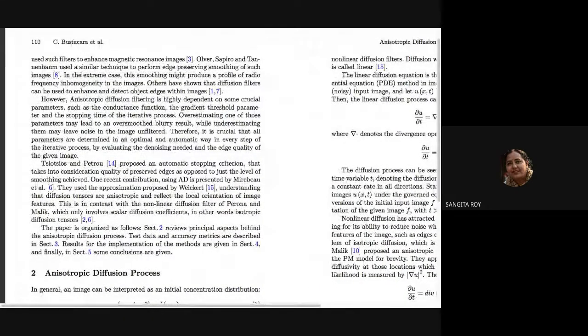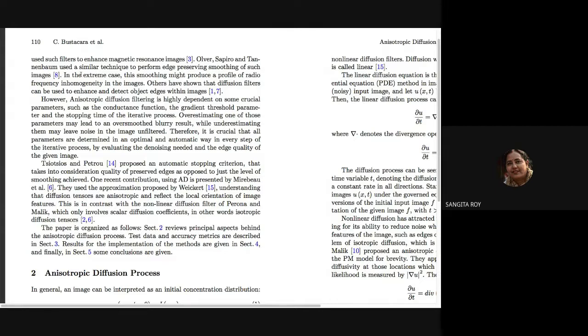Used such filters to enhance magnetic resonance images. Oliver, Shapiro and Tannenbaum used a similar technique to perform edge-preserving smoothing of such images. In the extreme case, this smoothing might produce a profile of radio frequency inhomogeneity in the images. Others have shown that diffusion filters can be used to enhance and detect object edges within images.